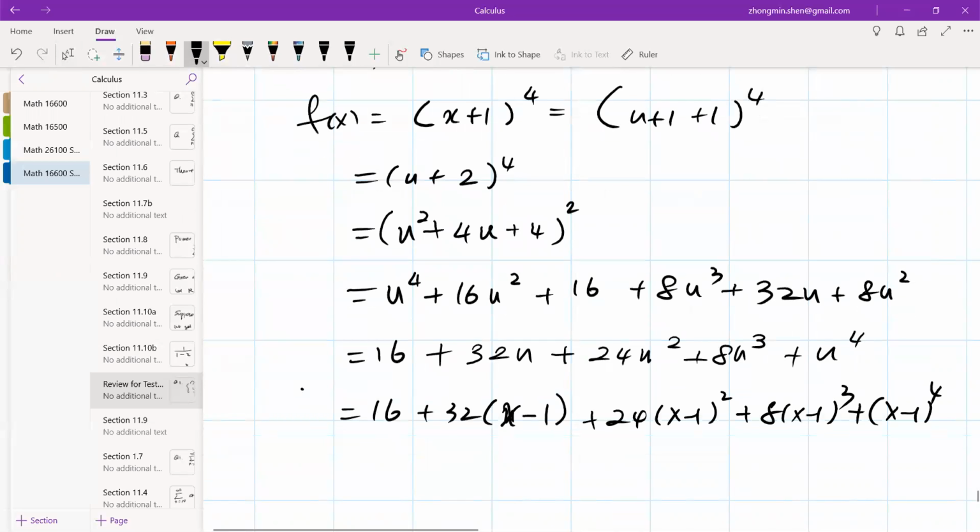So as long as you can express it in this form, then this is a Taylor series. Not only that, they're equal. Okay? Nothing about the convergence, because there are only finitely many terms there. All right, so that's it.